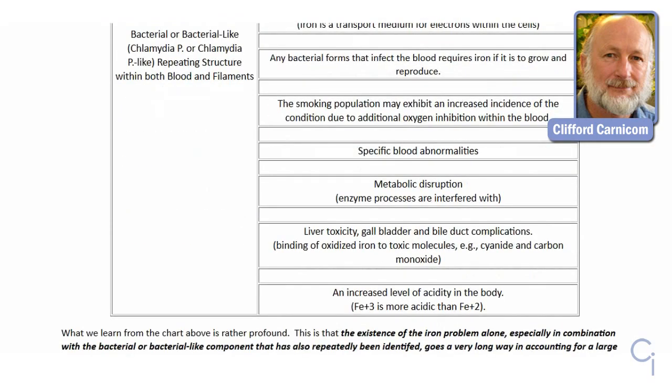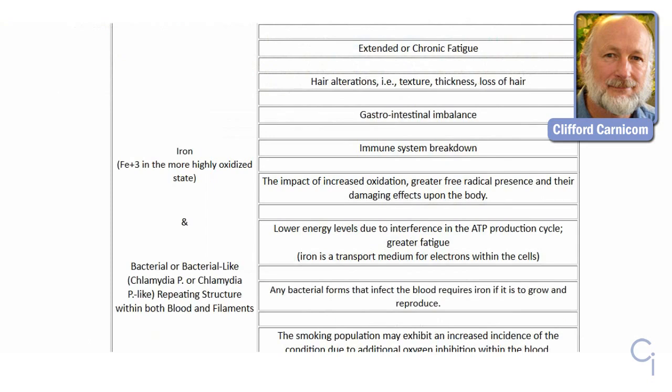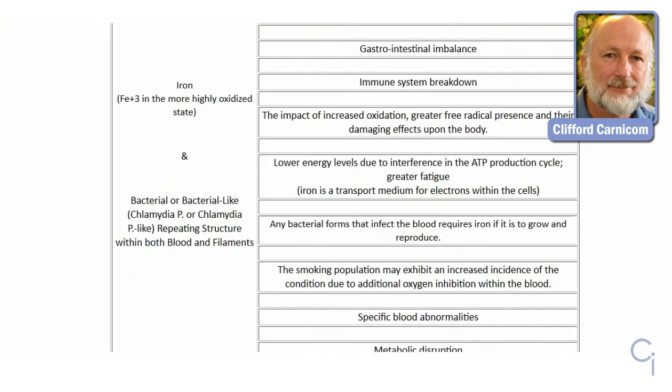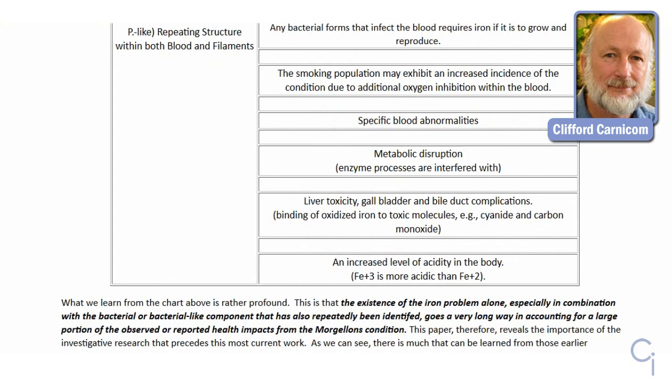And specifically, examples are there that if I had an iron problem occurring in the blood, I might expect, again, based upon direct research and observation, there's nothing being sort of just created out of thin air here, things such as extended or chronic fatigue, gastrointestinal imbalance, immune system breakdown, oxidation, lower energy levels, bacterial forms, blood abnormalities, metabolic disruption, liver toxicity, bile duct, increased level of acidity. Okay, those are examples.